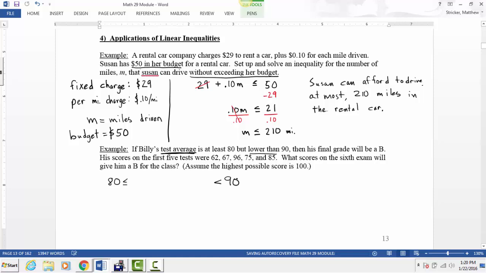And we're basically averaging his 6 scores. We know 5 of them. We want to know what he'll get on his 6th exam. So let's call his 6th exam score X. Now we know how to find an average. We did this at the beginning of the class. We just take all the scores, add them up, and divide by how many scores there are. And we know there's going to be 6 scores. So we take 62, that's the first score. We add that to 67. We add that to 96, plus 75, plus 85, plus the last score, we don't know it, it's an X.